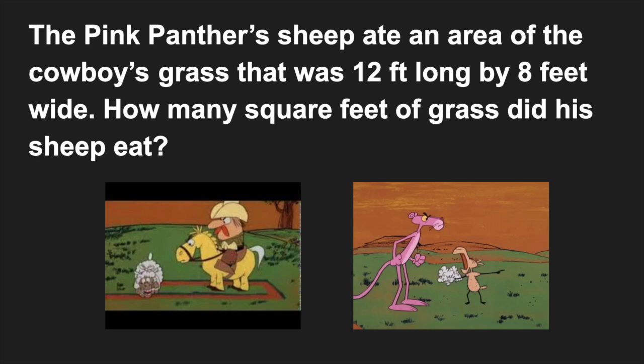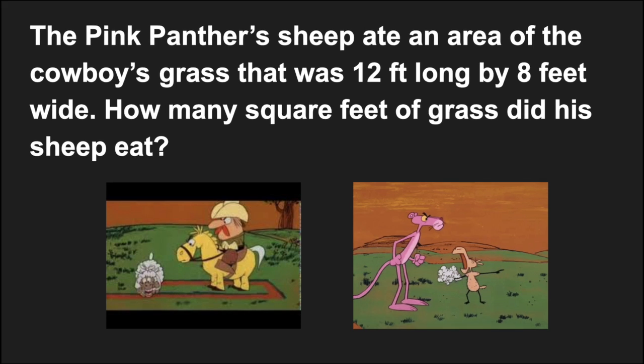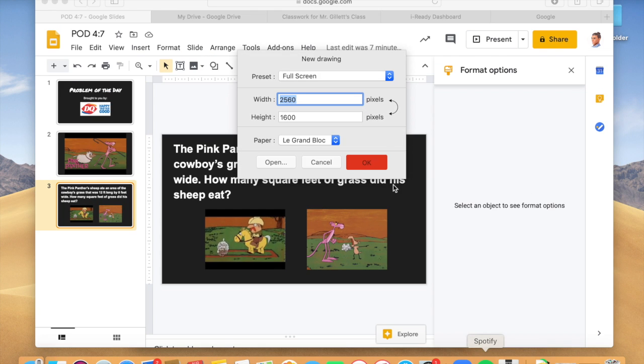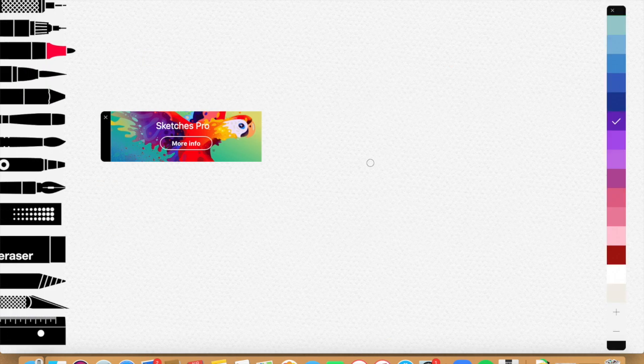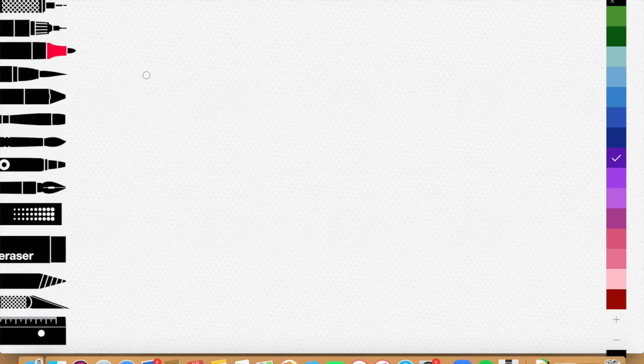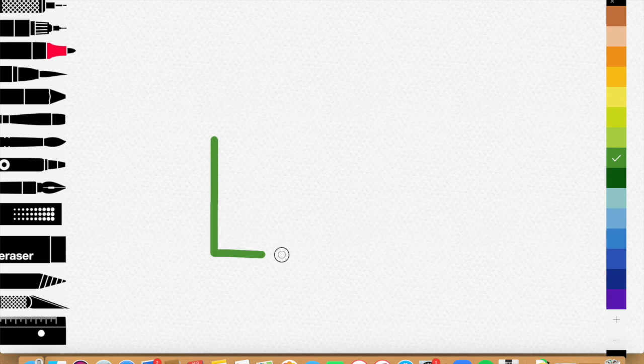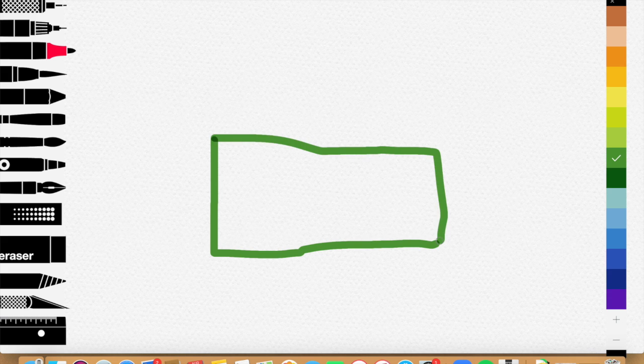All right, guys, let's go ahead and go over the answer to this problem. Now, guys, you should see here there's a couple of clues. This is actually an area problem, guys. So let's go ahead and get out our sketchbook here and start to draw a picture to help us here. So the sheep ate some grass, and it sounds like the dimensions are a rectangle.